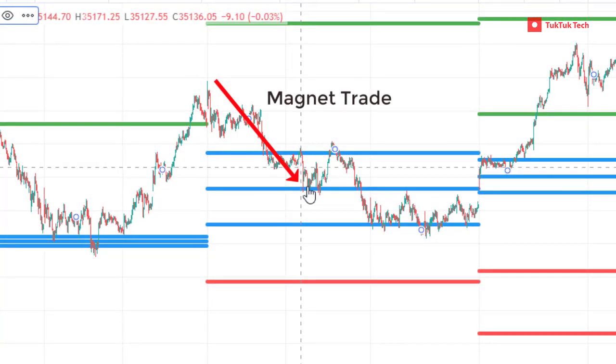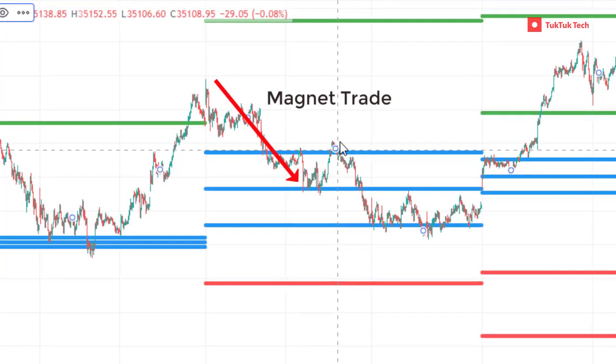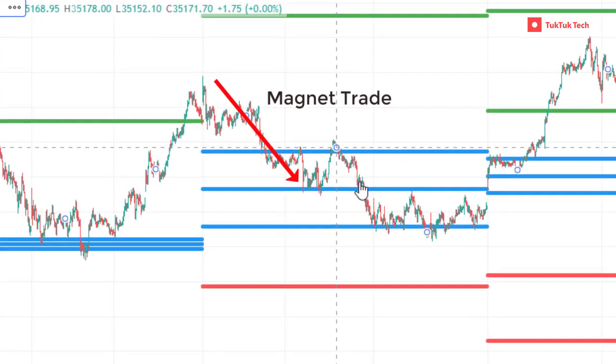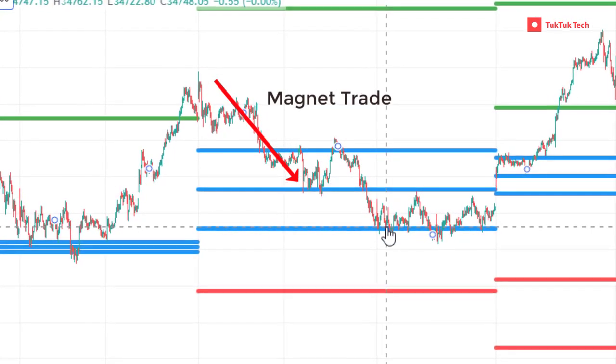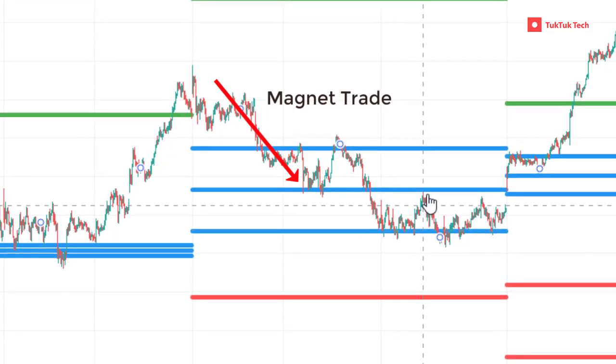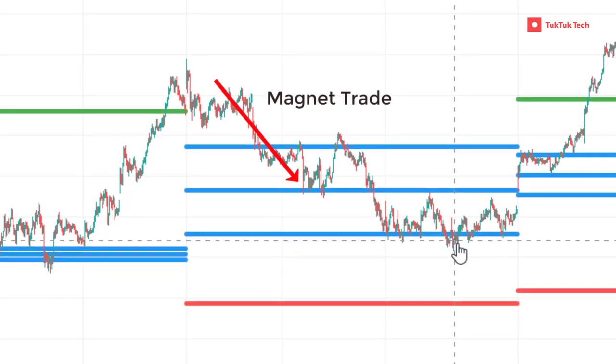Also, this was a perfect setup for magnet trade. To learn about magnet trade, check the link in the description.